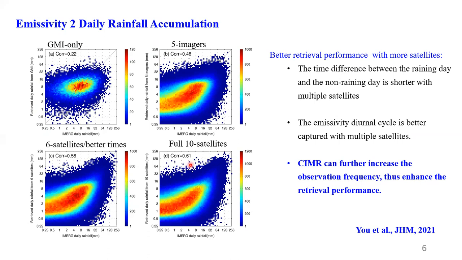The take-home message is that the more satellites we have, the better chance to find a clear sky background in a short time. Also, we can better capture the emissivity dynamic cycle using more satellites. In this concept, we look forward to using similar observations to further increase the observation frequency, and then we expect that by adding similar observations, we can further improve our retrieval performance.